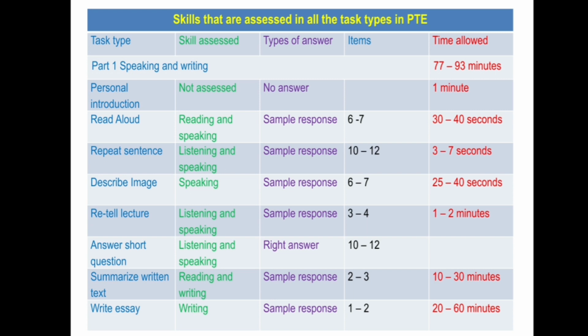As you finish all the 6 to 7 items, you move toward repeat sentence. In repeat sentence, 2 skills are assessed again, listening and speaking. Because for repeat sentence, you listen to the sentence first and then you repeat the same sentence. The sample responses are the type of answer, and in the exam you have 10 to 12 sentences, and for each sentence 3 to 7 seconds are given.